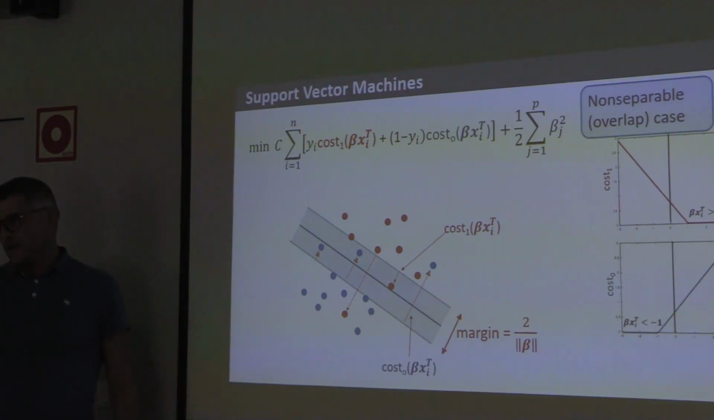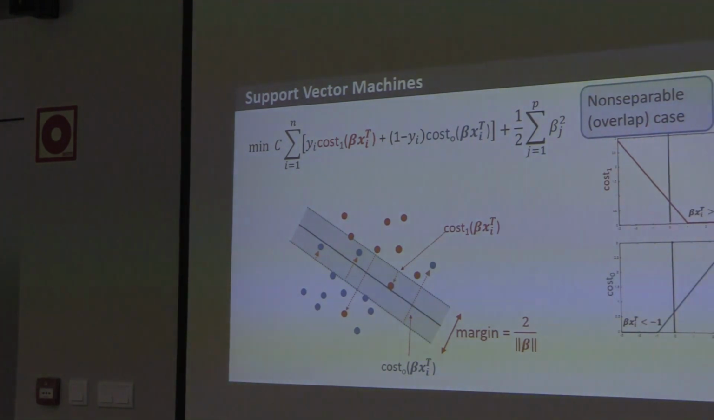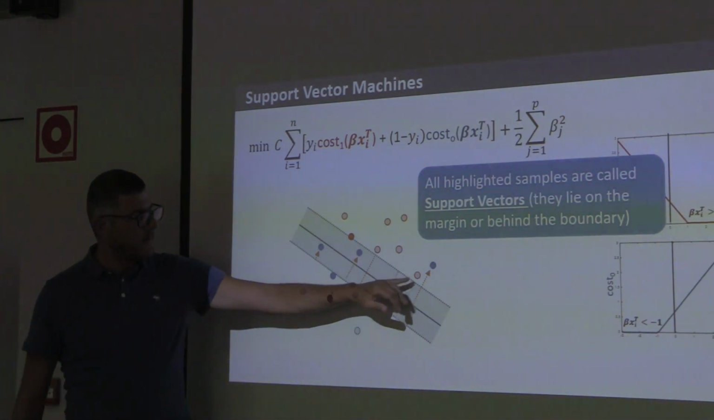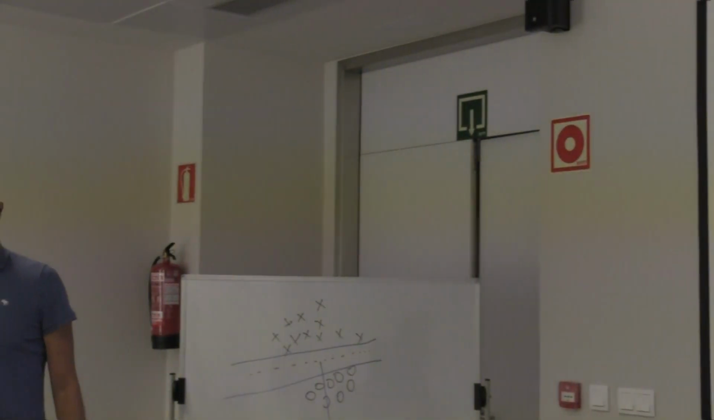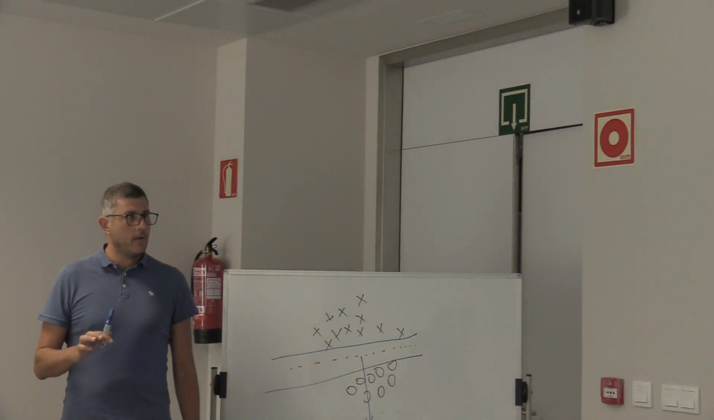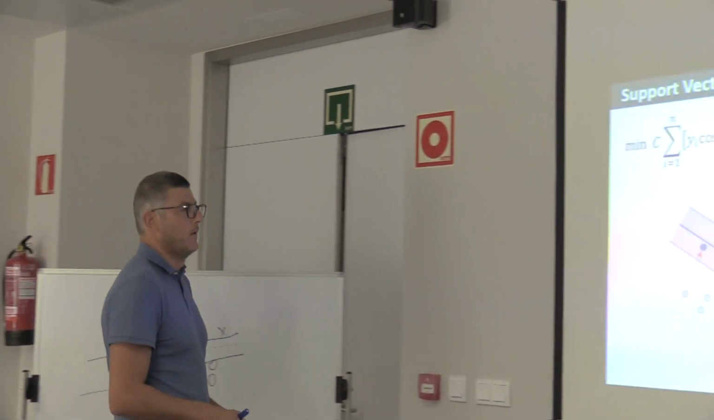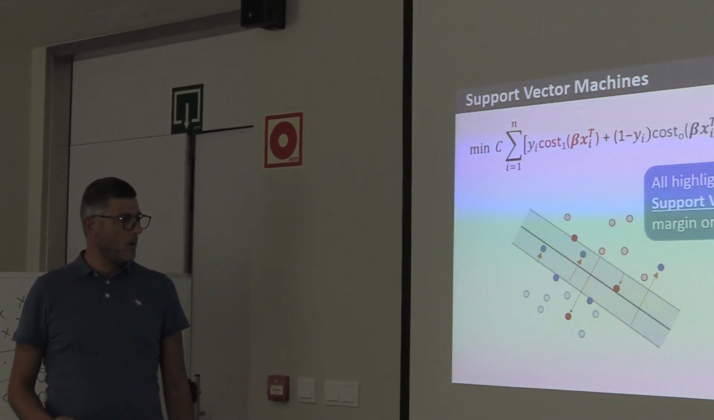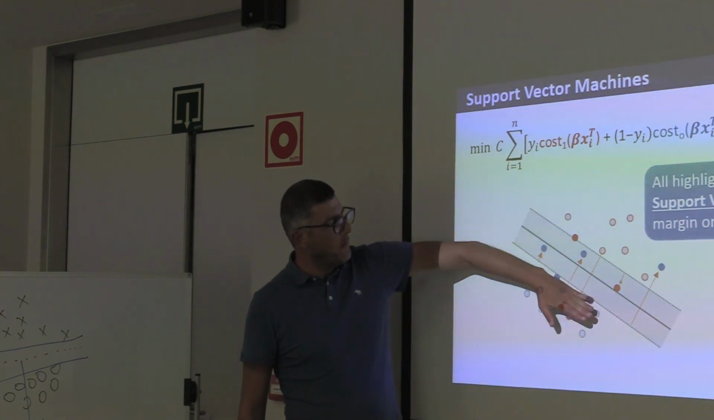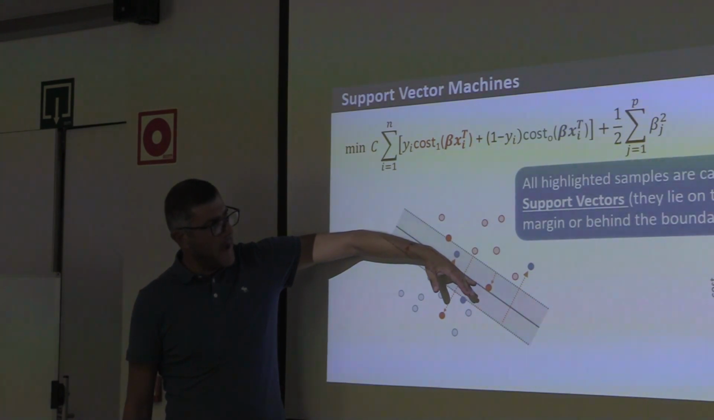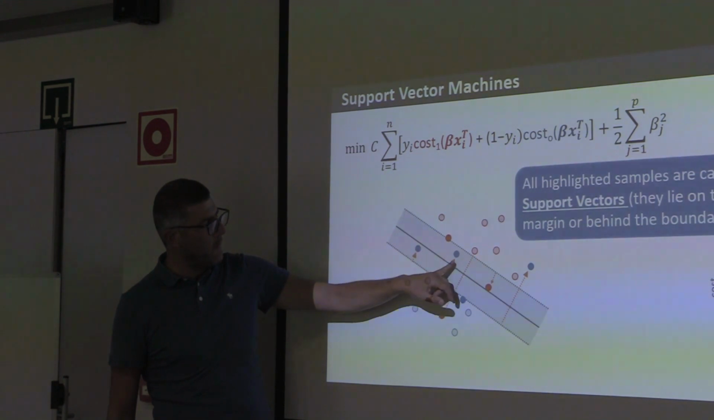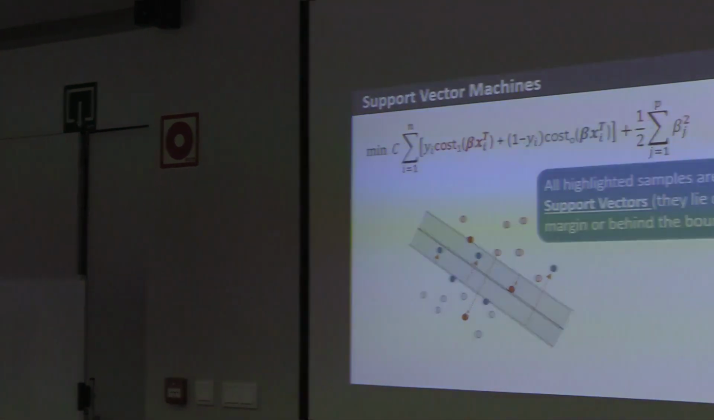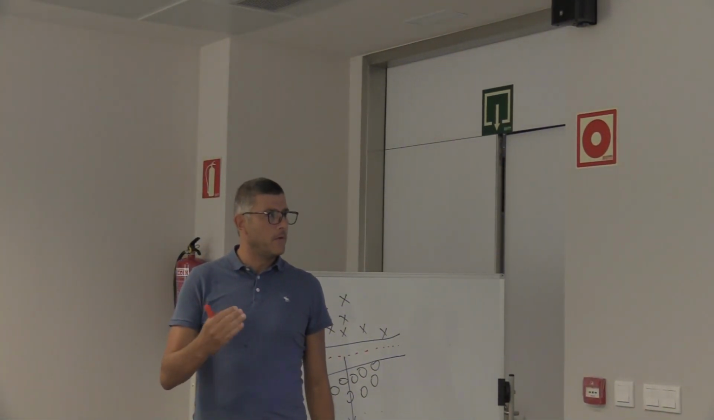But another thing: why is it called support vector? It's the same situation as before, but I have highlighted only samples which have a cost higher than 0. All these samples are called support vectors. So all the samples which have a cost higher than 0, that means those are the samples which lie on the boundary, or behind the boundary. So these are support vectors, this is a support vector, and all these are support vectors, for the red and the blue class. Only these samples are then used to estimate the model.